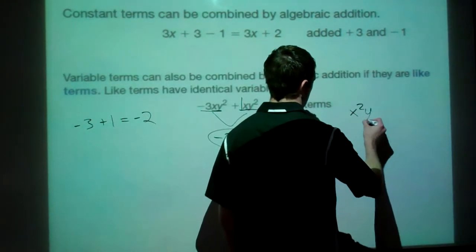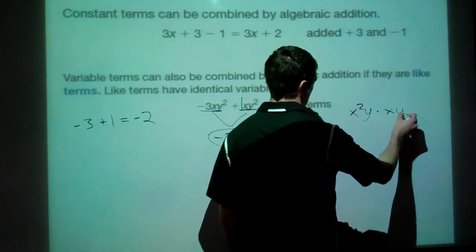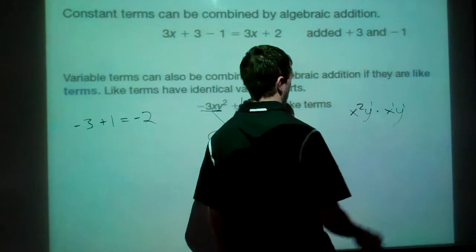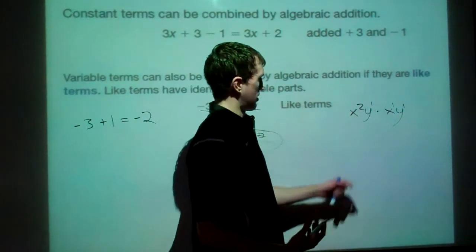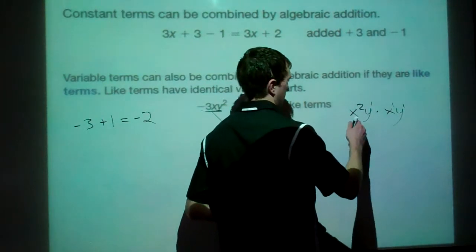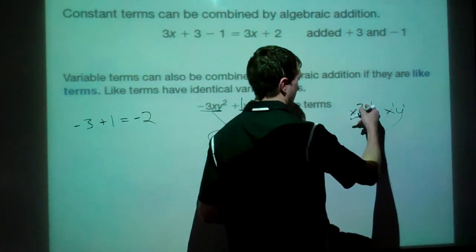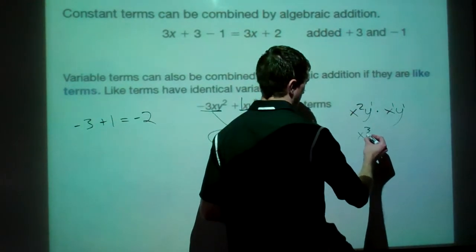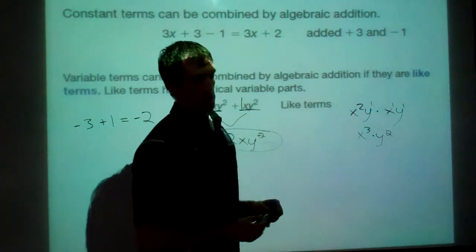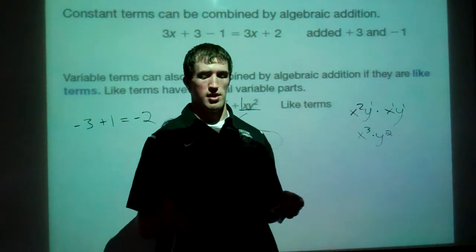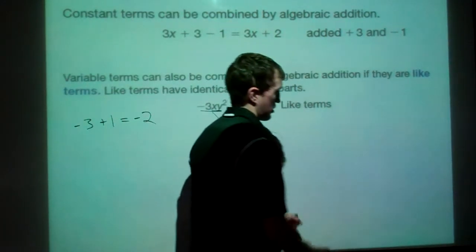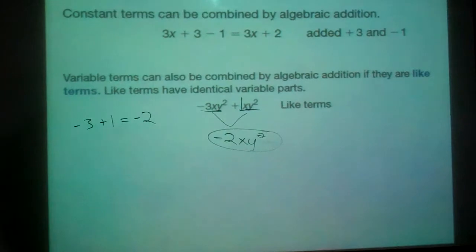x squared y times xy. This had x to the first power. What we could do is add our exponents, or see how many x's we have. X to the second times x to the first, we add, because we have the same base. X to the third, and this would be y to the second. Now when we multiply or divide, that's when the exponents change. When we add or subtract, those exponents will not change. And we'll get into more of that tomorrow.